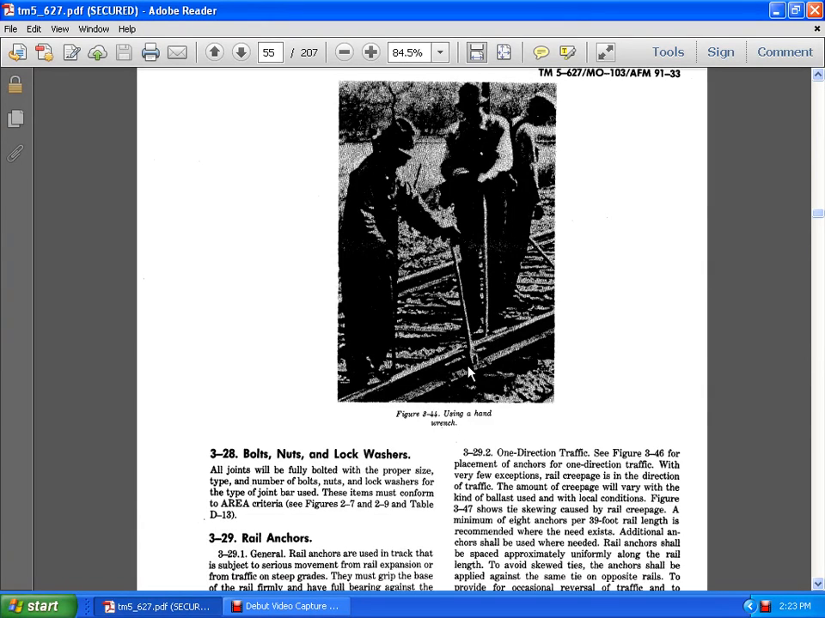328. Bolt and nut lock washers. All joints are fully bolted with the proper size, type, and number of bolts, nuts, and lock washers. The type of joint bar used. These items must conform to the area criteria, figures 2729 and table D13.